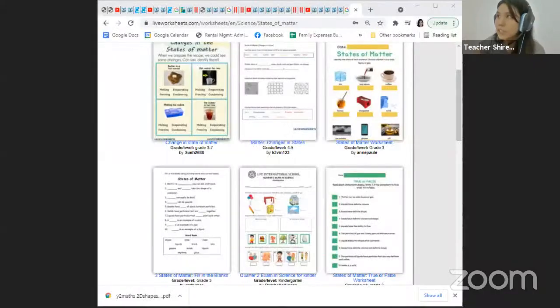All right. So let's continue with our mathematics class today. Today we continue with the shapes.